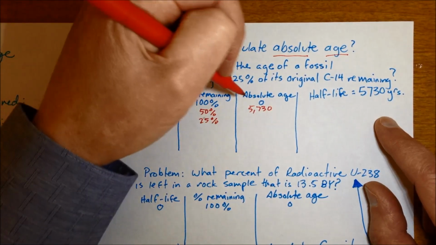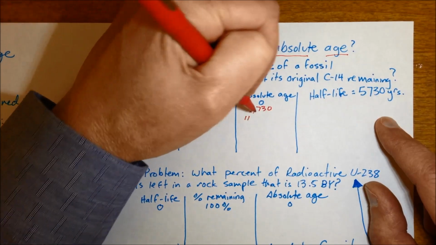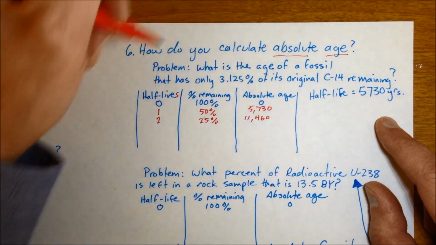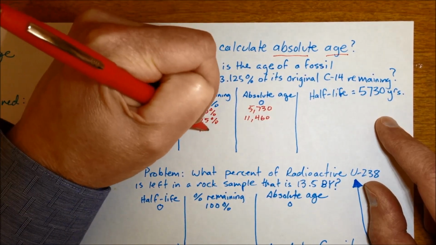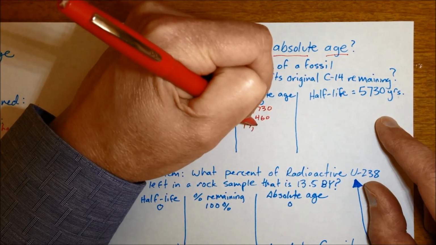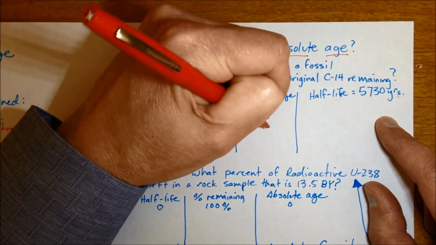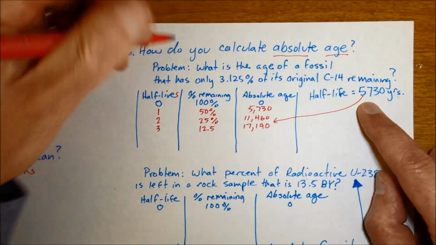That's going to have 25%, and that's going to equal 11,460 years would have gone by. I just added another half-life. After 3 half-lives, I'd have 12.5%, and that's going to be 17,190 years. Every time I'm just adding 5,730 years.